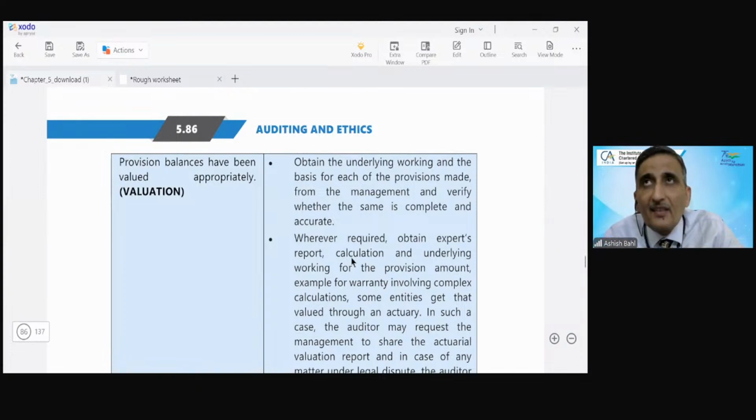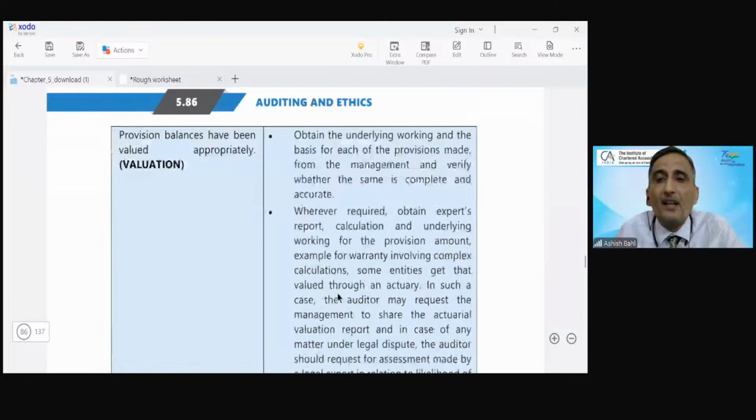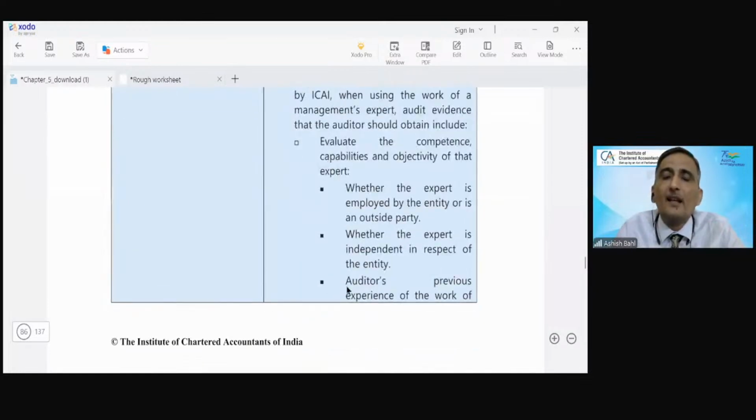And if it exists, then you would have to perform procedures that it has been correctly valued, that its calculation is proper. Like say if some expert has been engaged by the company for its calculation, then how are you going to check the work of that expert? So the same things which we have read in chapter 4, audit evidence, SA 500. Same things: evaluate the competence, capabilities, and objectivity of the expert. So remember such things, students.